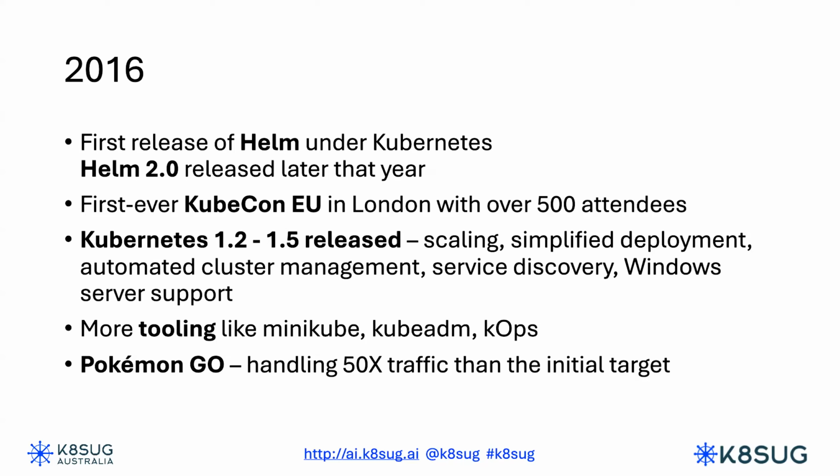When Pokemon Go launched in 2016, it saw an explosive surge, 50 times the initial target in user numbers. Kubernetes efficiently distributes workloads across multiple servers, ensuring smooth gameplay and minimizing downtime even during peak usage periods. The success of Pokemon Go showcased Kubernetes' capability to support large-scale dynamic applications, solidifying its reputation as a leading tool for managing cloud-native applications. Next, we'll go to 2017.